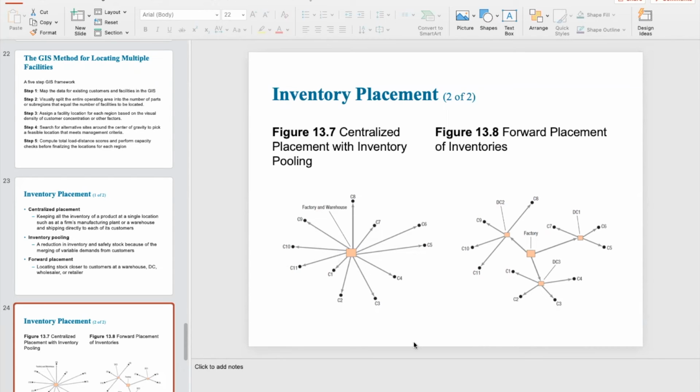Then what would be the advantage of using the centralized placement method? Now, let me give you a quick example to help illustrate it. Suppose you have some demand shortage at C8, while you have some demand surplus at C3.